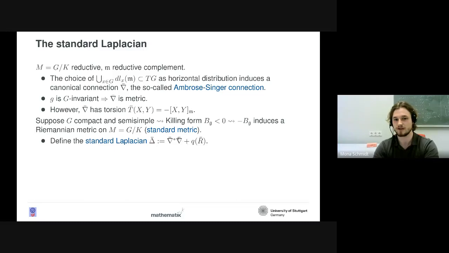So we take bar-nabla, the Ambrose-Singer connection, take its adjoint and match these together, to get a type of rough Laplacian, and then add a curvature term, completely analogous to the Lichnerowicz Laplacian.